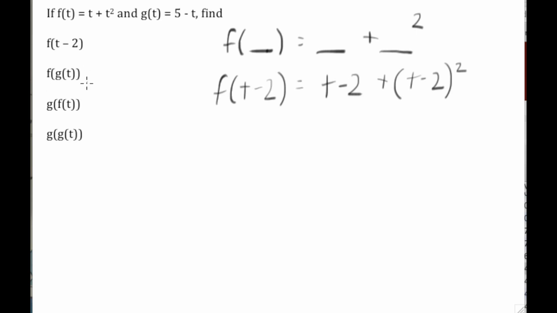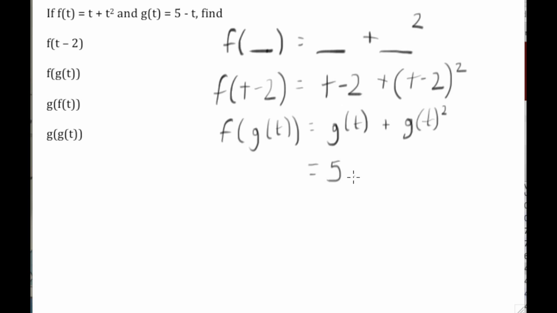So let's do that again. What is f of g of t? Well, according to how this works, we're supposed to use g of t to fill in those blanks. So there's g of t plus g of t squared. So now we have to plug in what g of t is. That is 5 minus t plus 5 minus t squared. And again, I am not concerned about you not multiplying this out. As long as you're composing functions correctly, everything's great.